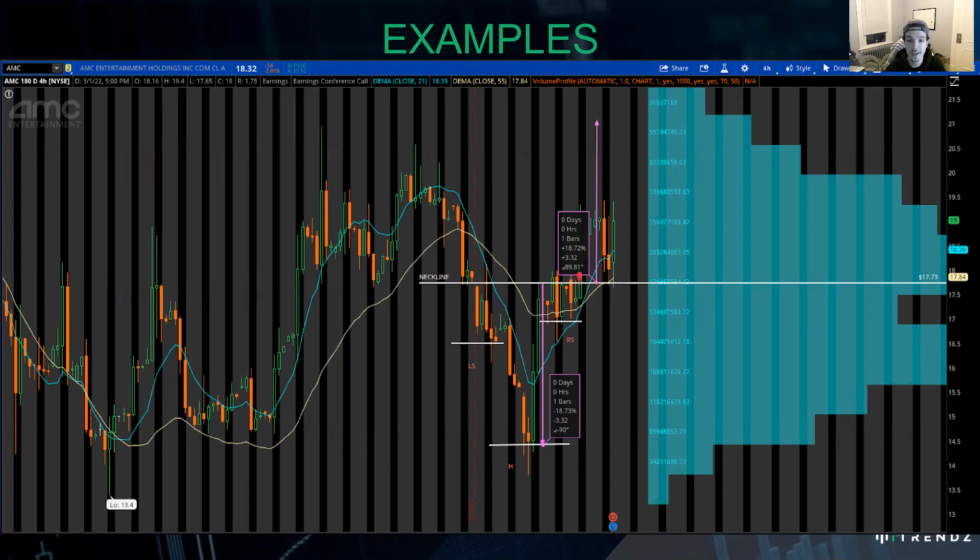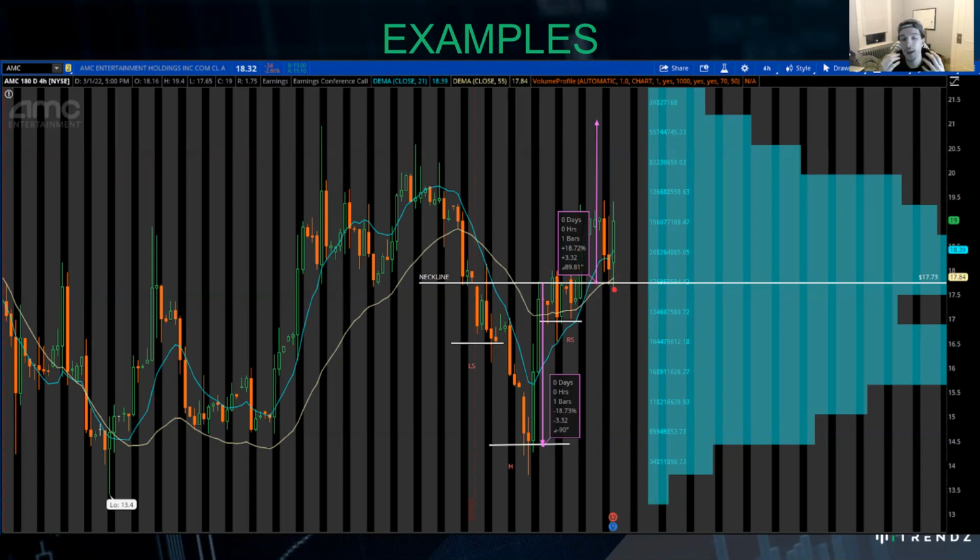Now I wanted to show you this because look at this perfect retest of the neckline here, right? We had, let's just say this was Friday. I believe it was actually Tuesday, but let's just say this was Friday. This was Thursday here. Thursday was the breakout. You could have traded this. Perfect retest of the neckline.